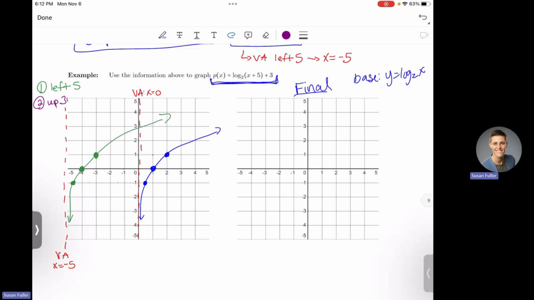And the last thing that I have to do here is take that green one and move everything up 3 units. So I'll move up 1, 2, 3. I'll move up 1, 2, 3, and up 1, 2, 3. And here is my final graph. So I'll move everything over here onto my final graph. I'm at (-4, 3), and I'm at (-4.5, 2).